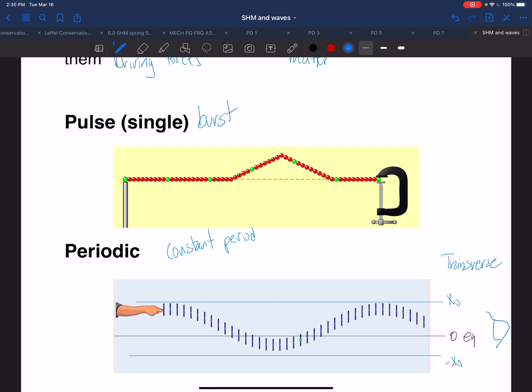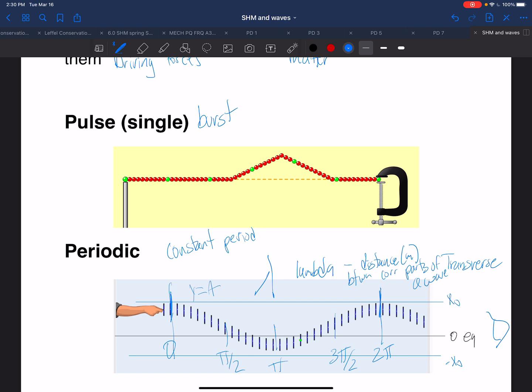And of course we have wavelength, Greek letter lambda. It is the distance in meters between corresponding parts of a wave. So if we said that this was 0, we could map this out, and this could be 2 pi radians. And then this would be pi. And this would be pi over 2. And this would be 3 pi over 2, and we would recognize this as being a cosine function.